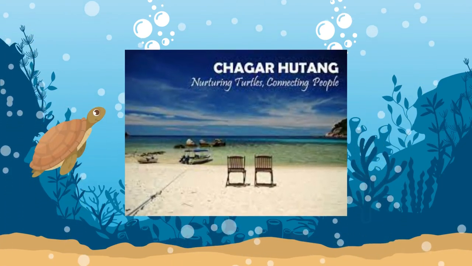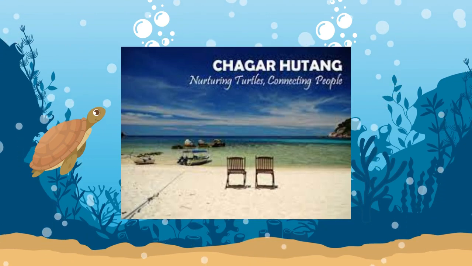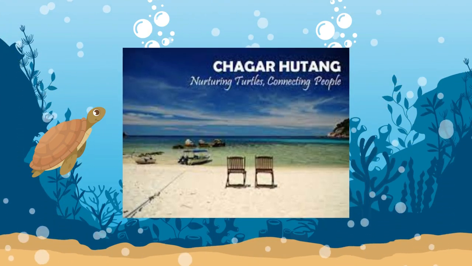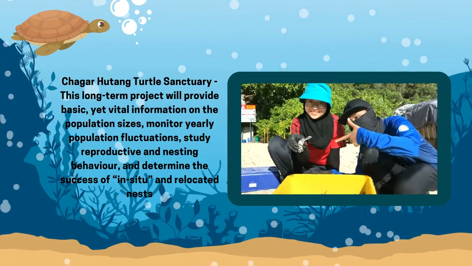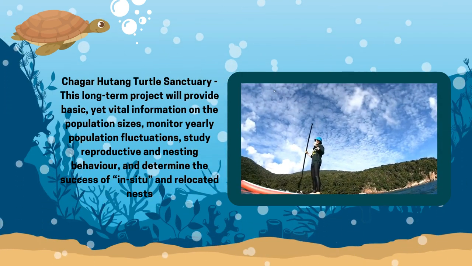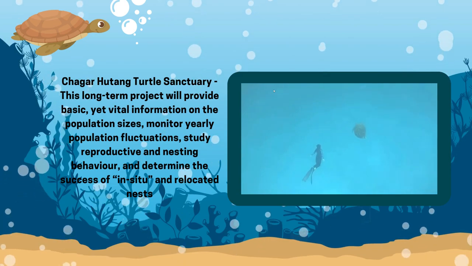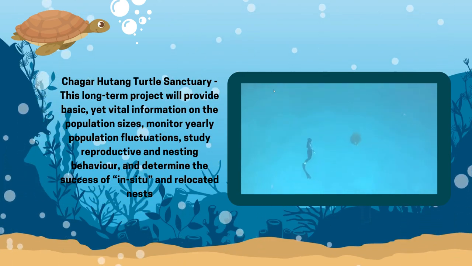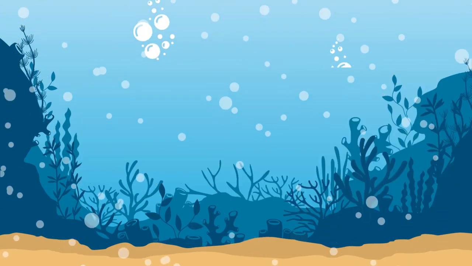Besides ex situ conservation, Malaysia also practices in situ conservation, such as the Cagar Hutan Turtle Sanctuary in Pulau Redang, Terengganu. This long-term project will provide basic yet vital information on population sizes, monitor yearly population fluctuation, study reproductive and nesting behavior, and determine the success of in situ and relocated nests.